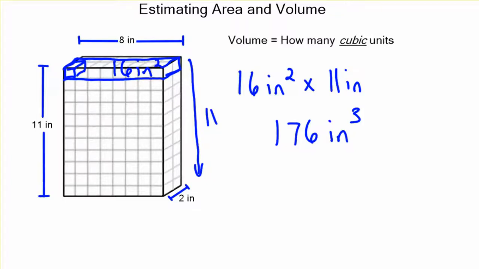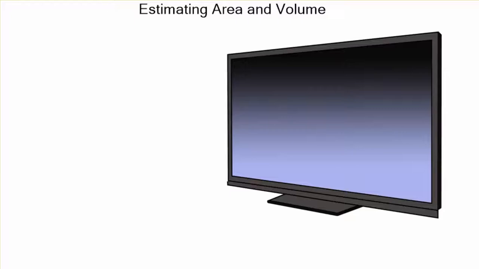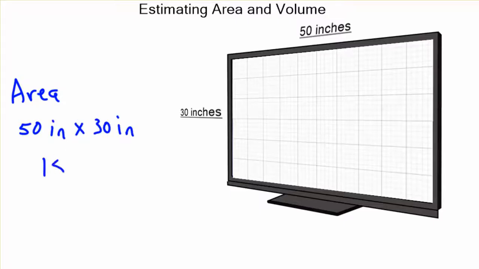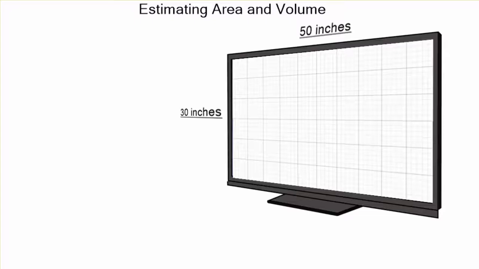Let's try another example. Let's do a large television set. Say it's 50 inches by 30 inches. Now let's just go ahead and try to find the area of the front surface. It's going to be 50 inches times 30 inches. And the number of total little squares in there is 1,500 inches squared.